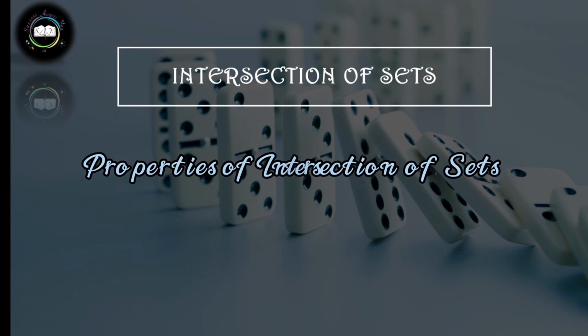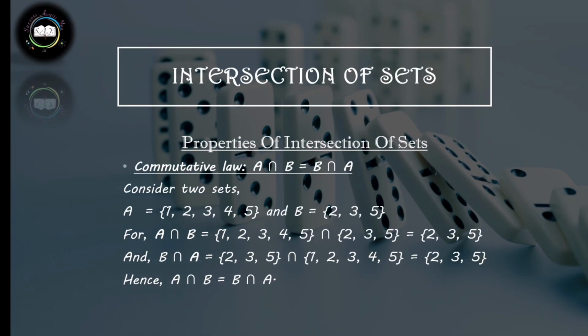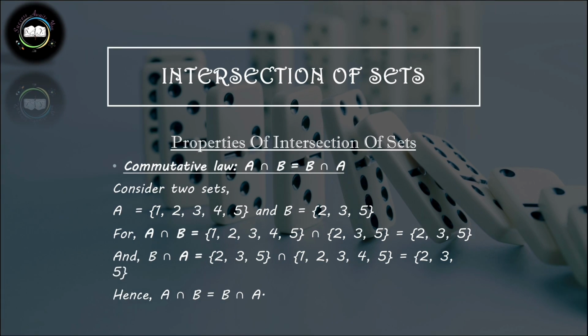Now, let's talk about some properties of intersection of sets. First is the commutative property or law. It says that A intersection B is equal to B intersection A. So, let's prove it and consider two sets, A equals {1, 2, 3, 4, 5} and B equals {2, 3, 5}. For A intersection B the common part will be 2, 3 and 5. Also, we will do the same steps for B intersection A. The common part will be 2, 3 and 5. Hence, the commutative law is proved.